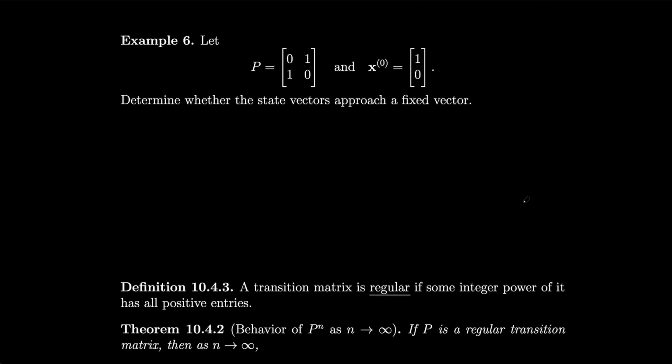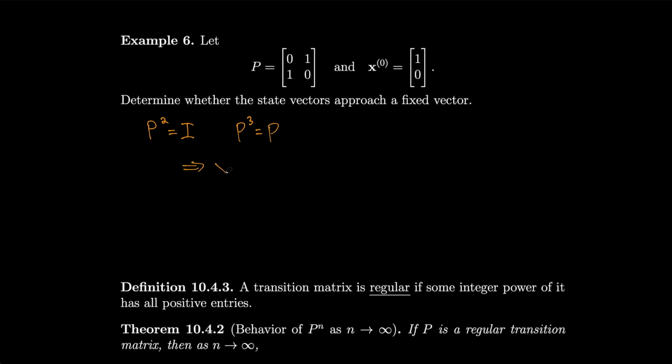For our next example, how about we let P equal the matrix given 0, 1, 1, 0, and x0 be 1, 0, and let's determine whether the state vectors approach a fixed vector. Because we've already seen a whole bunch of examples now where they do, so maybe this one will break that chain. And in fact, if we square P, we get the identity. And if we cube P, we get back to P.